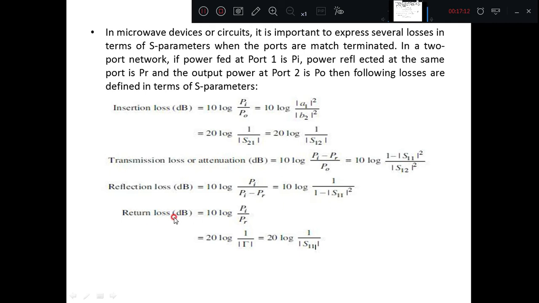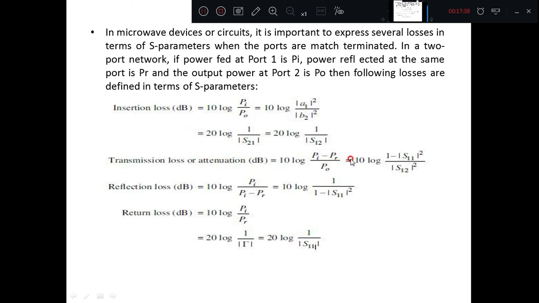And the last one is return loss, 10 log Pi divided by Pr, which is 20 log 1 divided by tau, that is 20 log 1 divided by S11. So these are the various losses we come across in microwave devices as well as circuits during signal transmission. So you just remember the formulas.